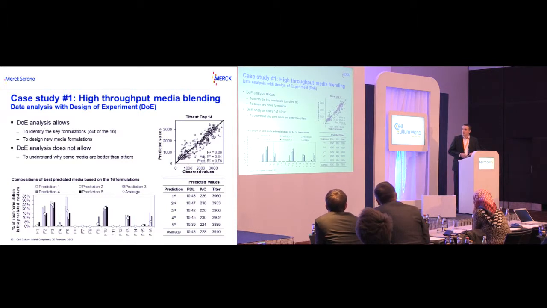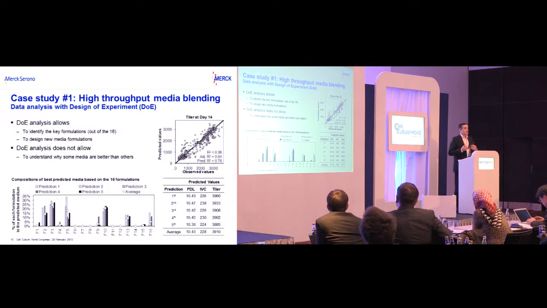You can see that some formulations were not really useful to drive our performance up, our titer up. Formulations 2, 3, 5, 10, 13, and 16 were quite important in our experiment. The average is just the proportion of each formulation for the average of the 5 top predictions. So the DOE analysis really allows us to identify the key formulations from the 16 basal media.